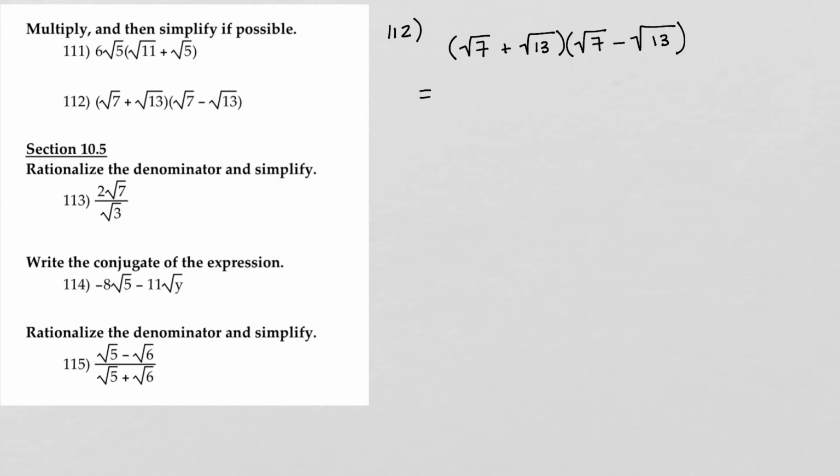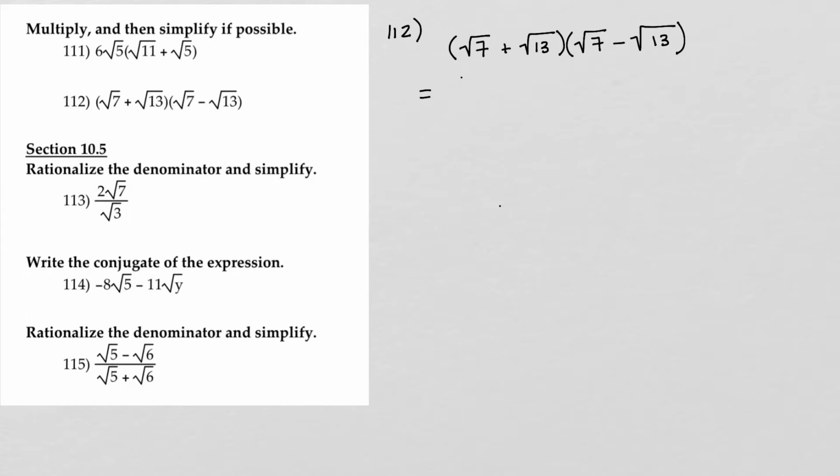So here, normally I would use FOIL. So I would do first, outer, inner, last, but I noticed that these two binomials are, well, not binomials, but they have 2 terms each. So they're kind of like binomials. And they're conjugates of each other. They're the same, just they have the different sign in the middle. So one is a plus b, the other one is a minus b.